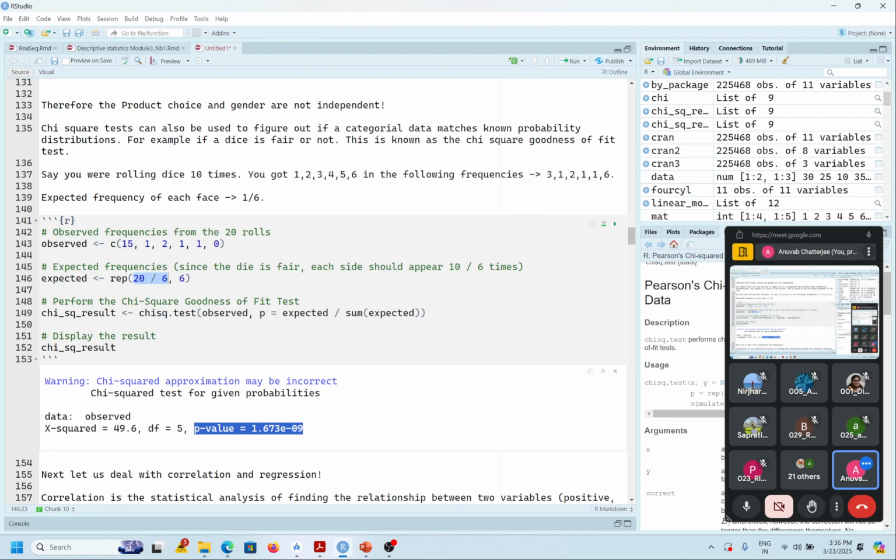which shows that really it is the case that the dice is not showing the expected frequency of the faces rolling up. So it is manipulated in a way that 6 will never come up and 1 will always come up. So this is what you can figure out using a chi-square test. Is that fine?